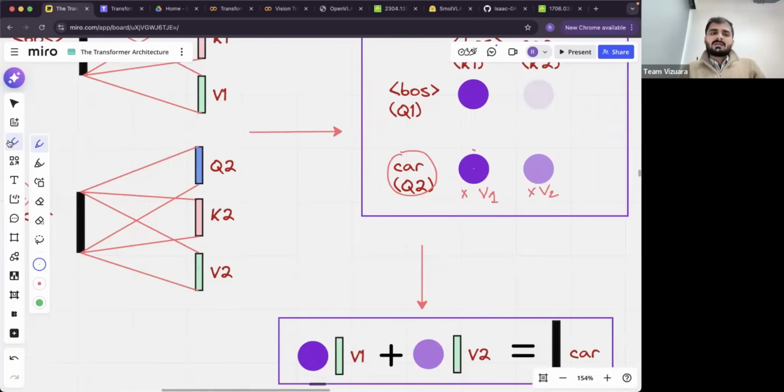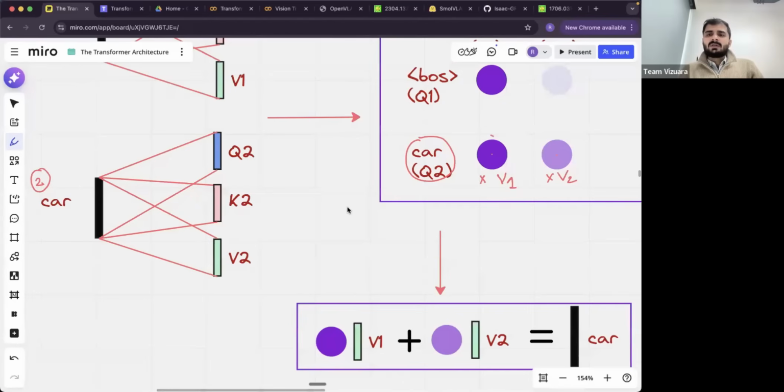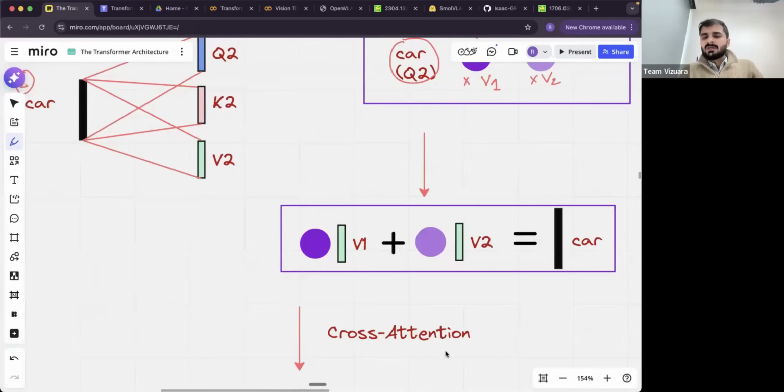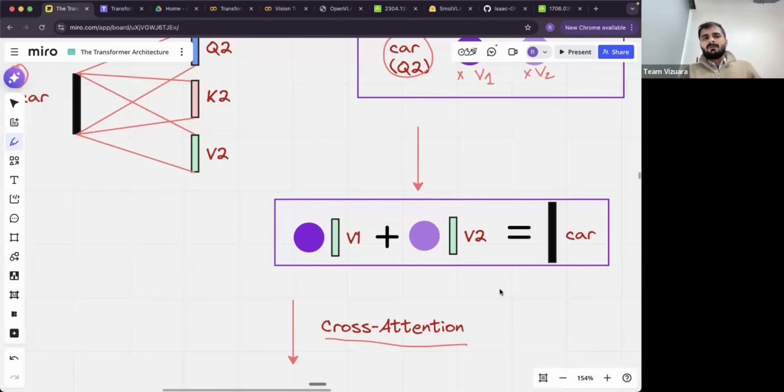Now, how that is done is very interesting. Let us try to understand it. Please pay very close attention to this. So this is something which is called cross attention. Why is it cross attention? Because we are calculating attention scores from inputs which are coming from the encoder side as well as from the decoder side.